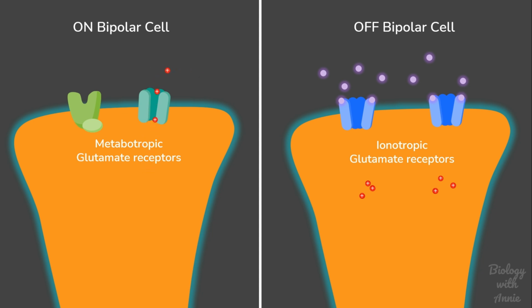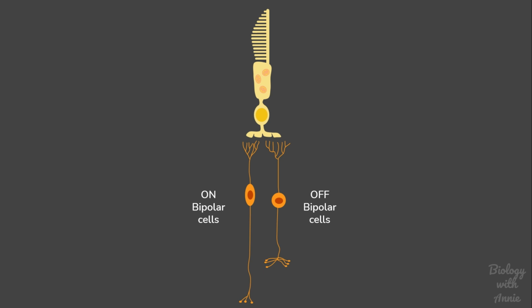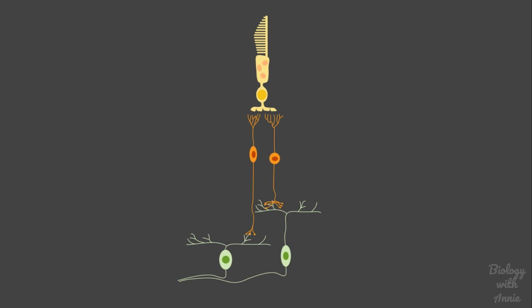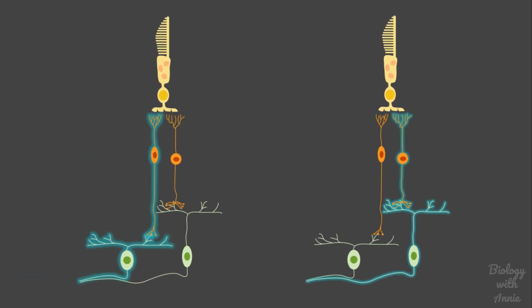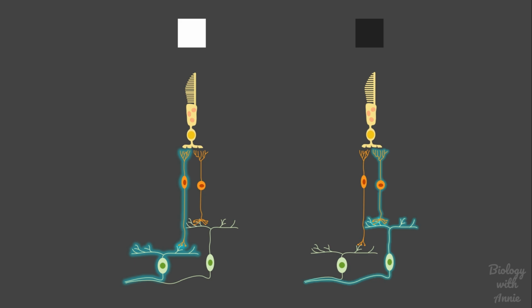To summarize, off bipolar cells depolarize in response to glutamate and are more active in the dark, whereas on bipolar cells depolarize when glutamate release decreases and are more active in the light. When bipolar cells are depolarized, they trigger a response in downstream retinal ganglion cells. Retinal ganglion cells are neurons that transmit visual signals to the brain. On bipolar cells activate on ganglion cells, while off bipolar cells activate off ganglion cells. These two circuits allow the brain to distinguish between light and dark stimuli coming from different regions of the visual field.